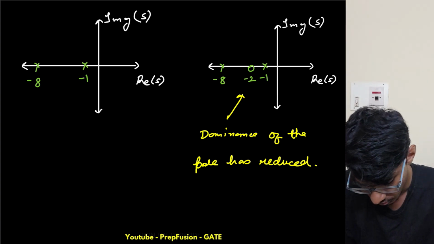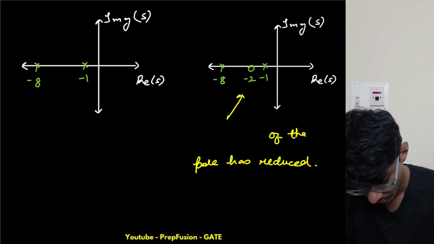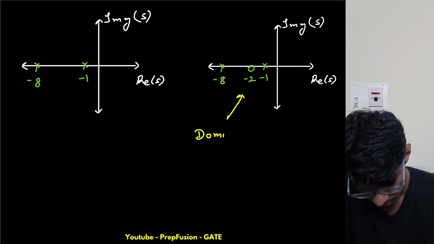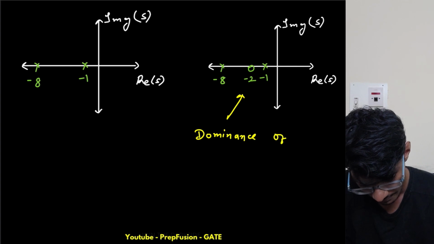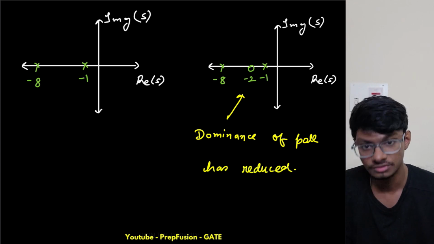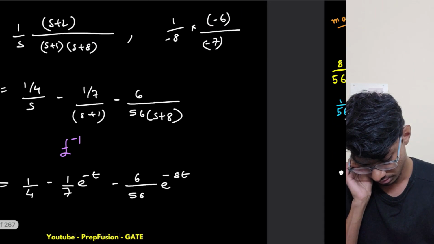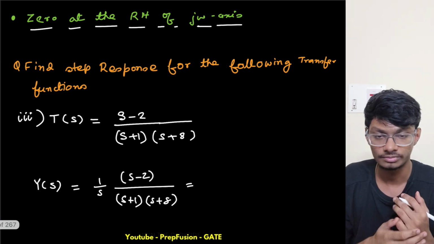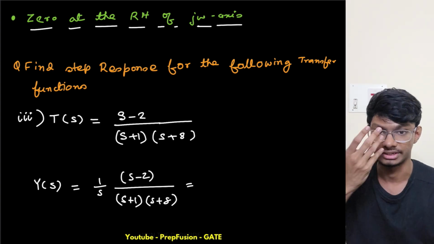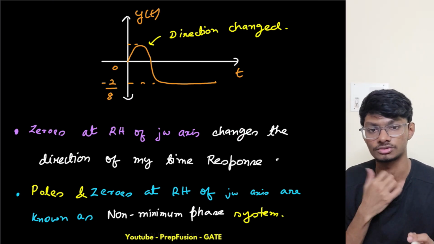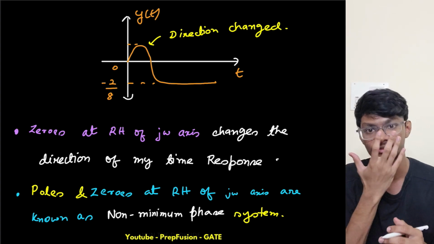So evil zero, that is what this is doing, basically reducing the dominance of the pole. Let me write the dominance in a better manner. Dominance of pole has reduced. And if I have right hand side zeros, what will happen? It will cause my response to change its sign suddenly. That is also bad, right? I don't want my response to change sign, for example in a motor.